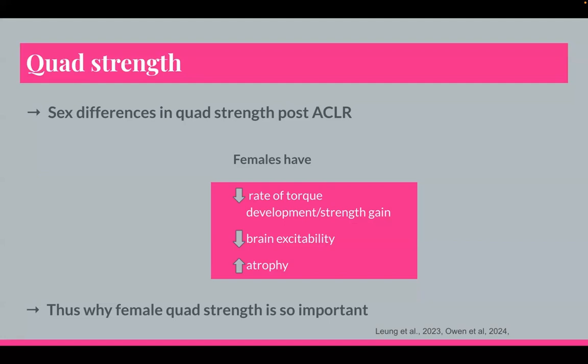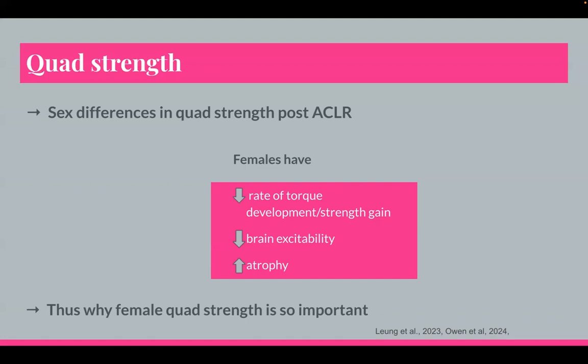So it is really important for female athletes post-ACL surgery to continue to strengthen their quads to reach that 90% symmetry and minimize the risk of a second tear. Like it says on the bottom of the slide, thus why female quad strength is so important.